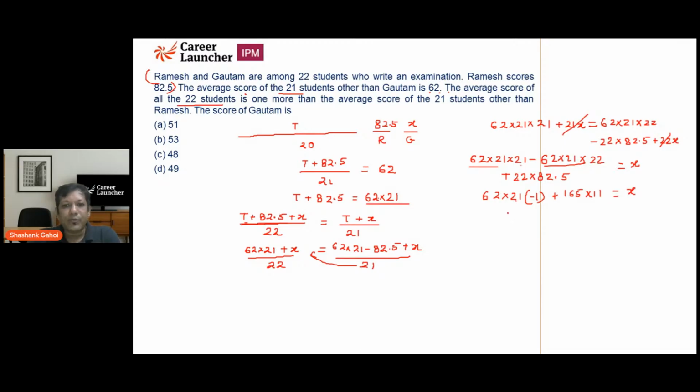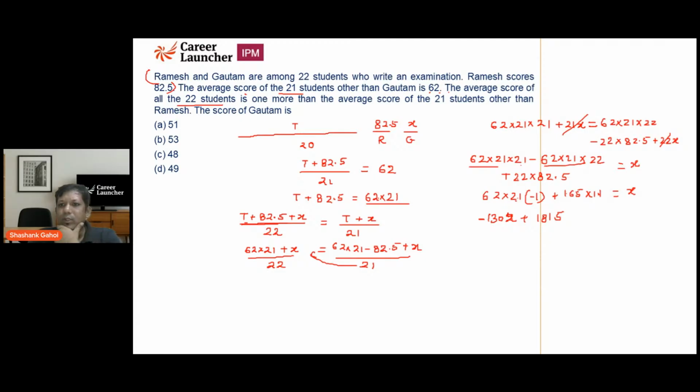21 into 2 is 42. 42, carry over 4. 21 into 6 is going to be 126 plus 4 is going to be 130, and that is negative. And now I have to multiply this. 11 5s are 55, carry over 5. 11 6s are 66 plus 5, 71. Carry over 7. Now 11 ones are this, and that comes out to be 1 8.